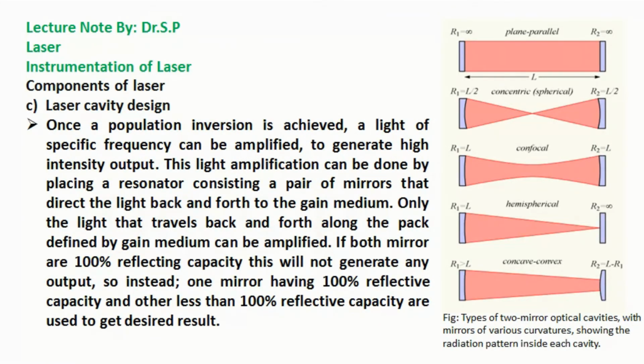Laser cavity design. Once a population inversion is achieved, light of a specific frequency can be amplified to generate high-intensity output. This light amplification can be done by placing a resonator consisting of a pair of mirrors that direct the light back and forth to the gain medium. Only the light that travels back and forth along the path defined by the gain medium can be amplified. If both mirrors have 100% reflecting capacity, this will not generate any output, so instead, one mirror having 100% reflective capacity and the other less than 100% reflective capacity are used to get the desired result.